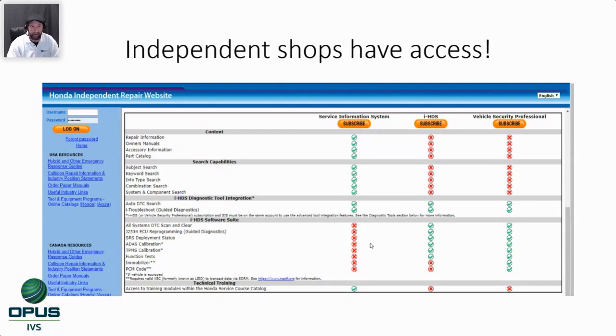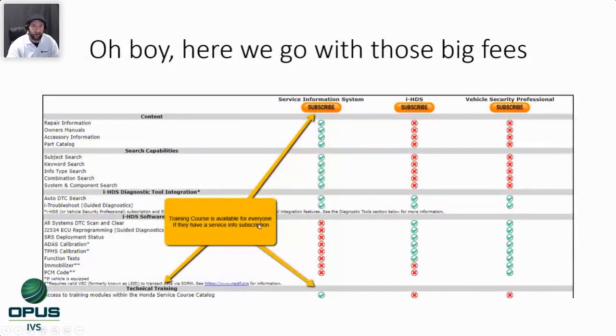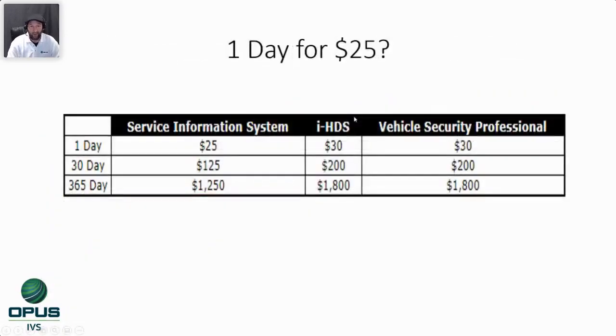But I noticed something right away on here, and I'll hop on to the next slide. The training courses are available to everyone if they have a Service Info subscription. This is the part where we all get a little nervous, right? It says right there, we have access to the Honda Service Course Catalog. Well, obviously, they have to have some kind of a big fee for this. And it's 1 day for $25. That's 1 day, not one car, for $25. One whole day of training available to us for $25 for just about any vehicle that they have out there.